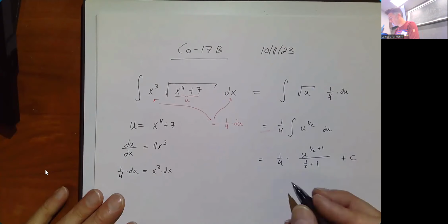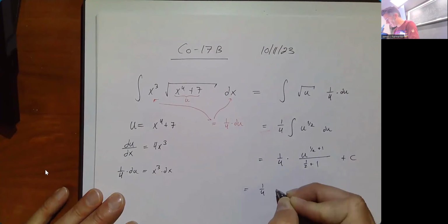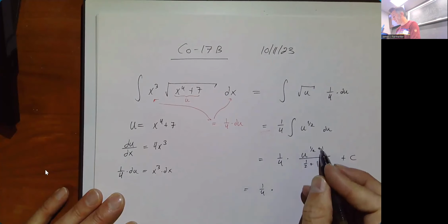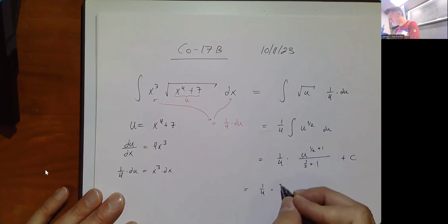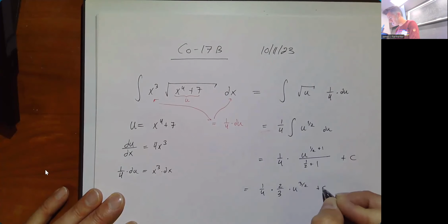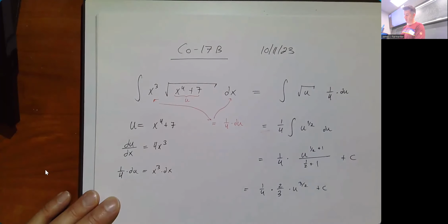And then we should simplify this. It's going to be 1/4 times u to the 3/2 divided by 3/2, which is multiplied by 2/3. 1/4 times 2/3 is 2/12, which is 1/6.